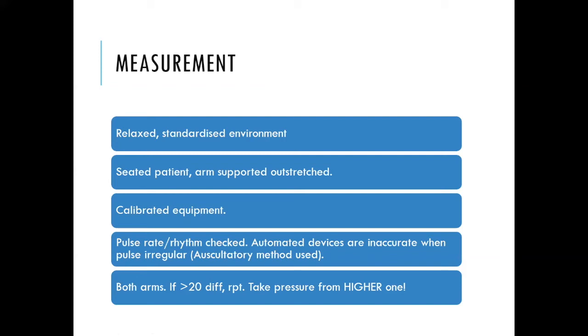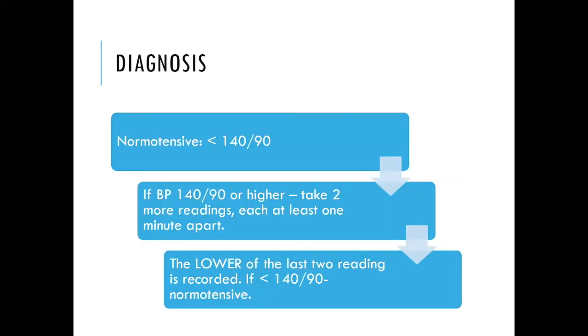How do you measure blood pressure? I'm not going to elaborate on this, but the thing we need to keep in mind is you need a relaxed patient and standardized equipment and environment to have a correct blood pressure reading. How do you diagnose hypertension? A normotensive patient, as we said, will have a blood pressure of less than 140/90. However, in your preoperative clinic, if you find a blood pressure of 140/90 or higher, you don't tag them as hypertensive. You wait, you take 2 more readings. Each reading at least 1 minute apart. Actually, it should be 5 to 10 minutes apart.